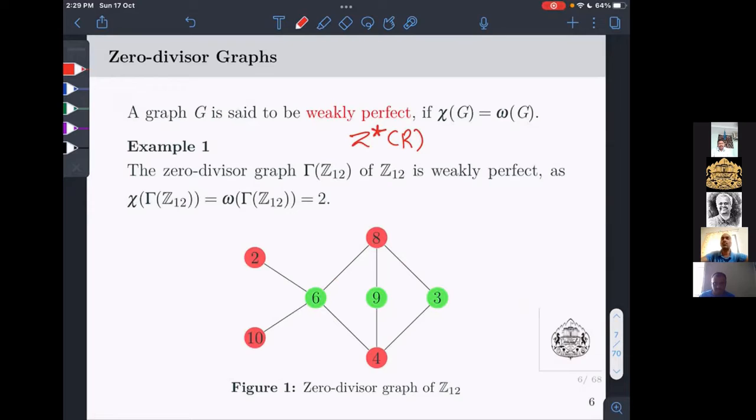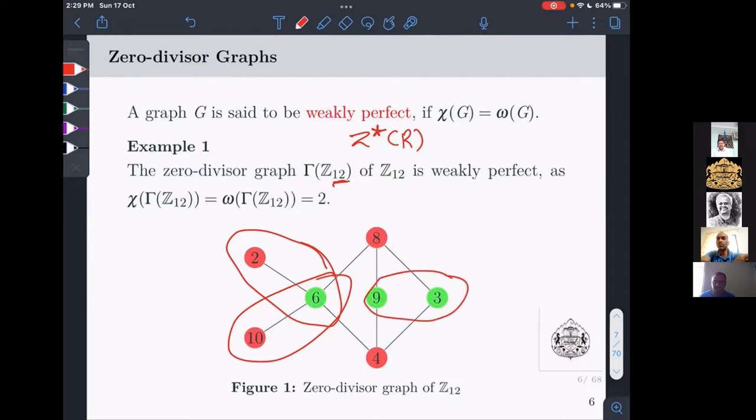Now, why are these two adjacent? Because 2 times 6 is 12, that is zero, so that's why they are adjacent. 6 and 10 are adjacent because their product is zero, because we are working in Z12. And you can see that 9 and 3 are not adjacent, because their product is not zero. So likewise, we do have a graph.